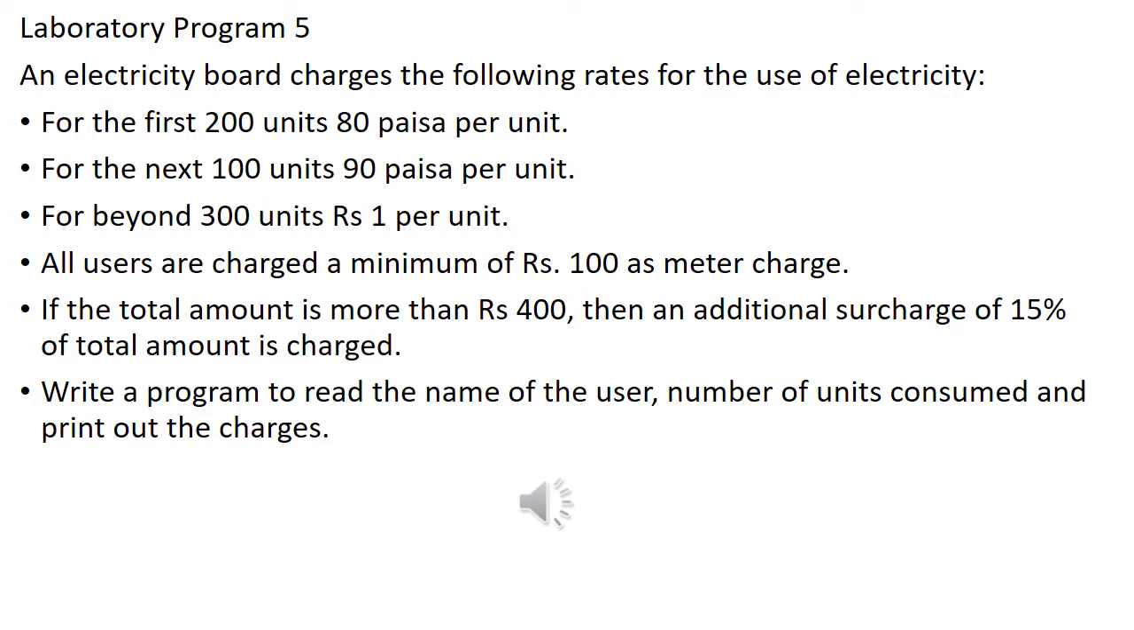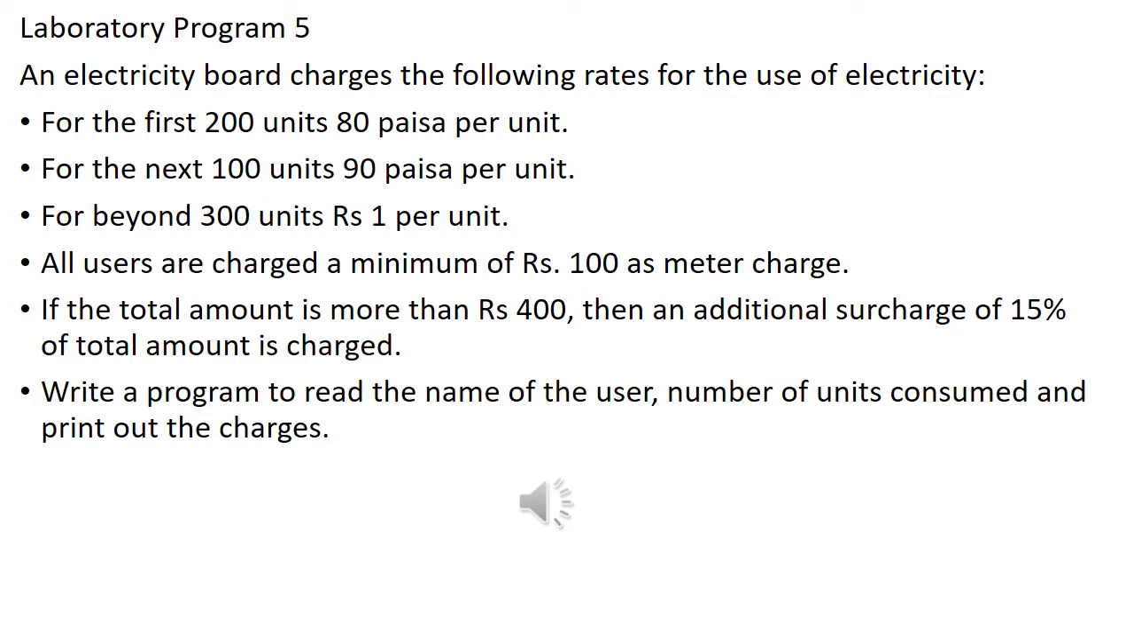The details are given here. For the first 200 units, the rate is 80 paisa per unit. For the next 100 units, it is 90 paisa per unit. For above 300 units, the price is 1 rupee per unit. And all the users are charged a minimum of 100 rupees as meter charge. Whether they consume 0 units also, they have to pay 100 rupees as meter charge.